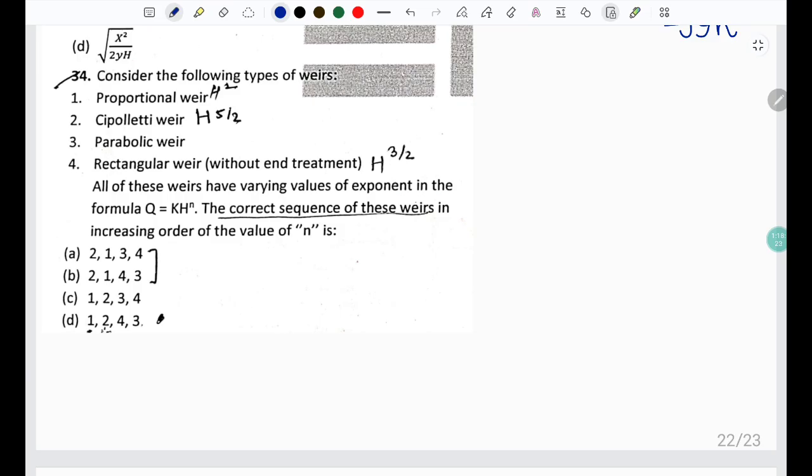Here is another question which says that consider the following types of weirs. For all these weirs, the values of exponent n is in the formula Q equals K h to the power n, where K is a constant. The correct sequence of these weirs in the increasing order of the value n. The first one is the proportional weir or the Sutro weir, which has an image of something like this.